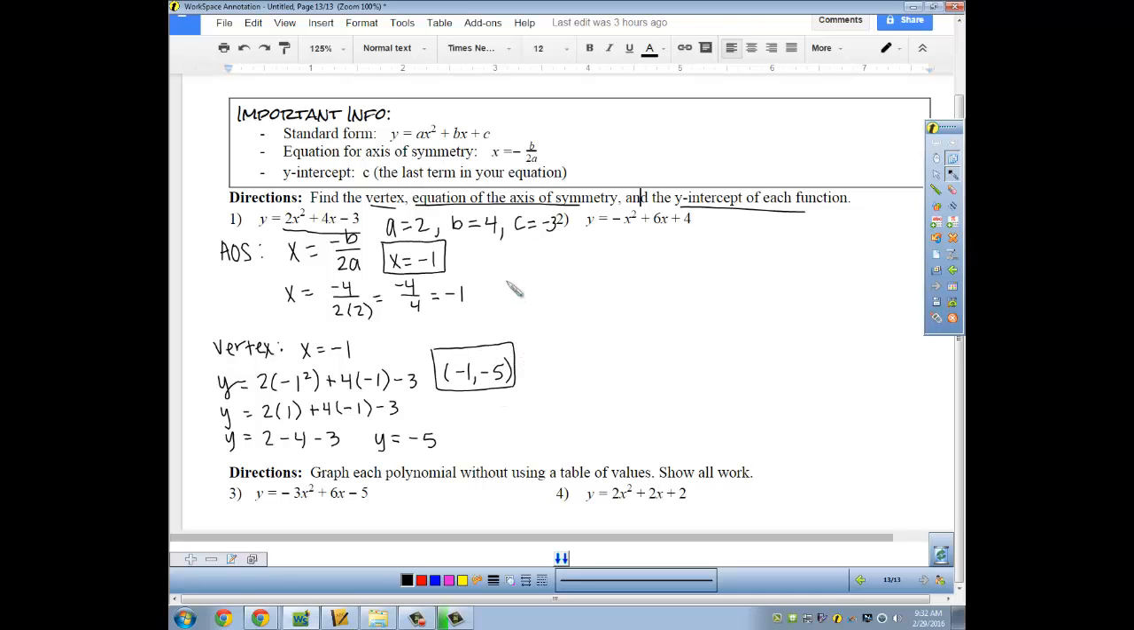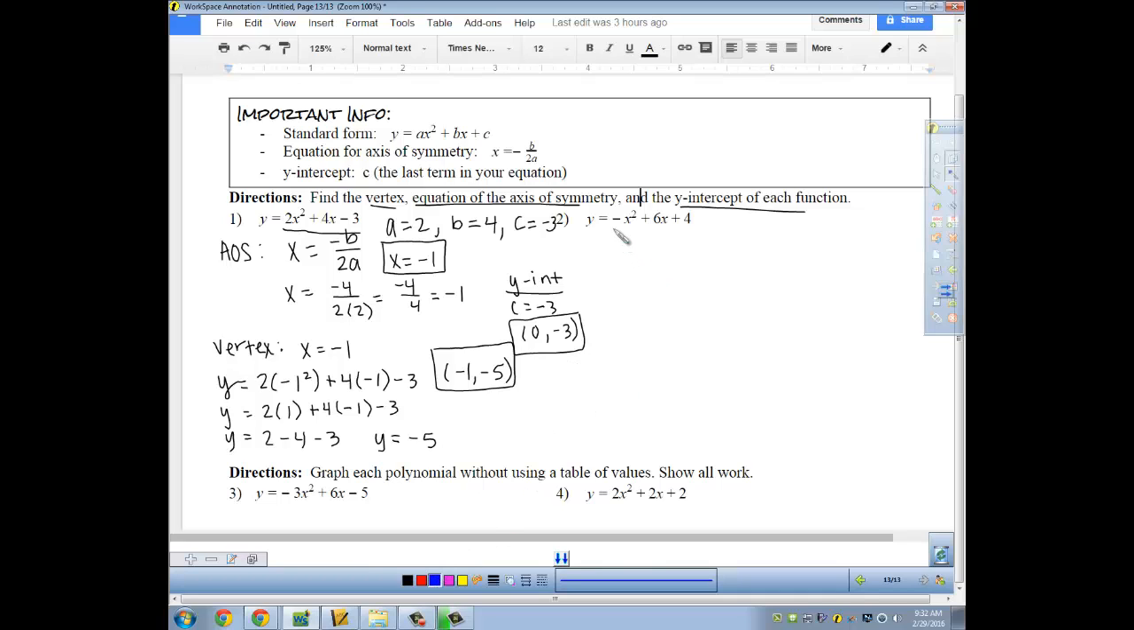And then last, we're going to find the y-intercept, which is super duper easy. You just look at your last term, your c, which was negative 3. And that would be the y value, so the x is 0, so 0, negative 3. So to find the y-intercept, just stick a 0 in for your x, your c is going to be your y value. And we found all three things that we needed, so we're done with number 1.